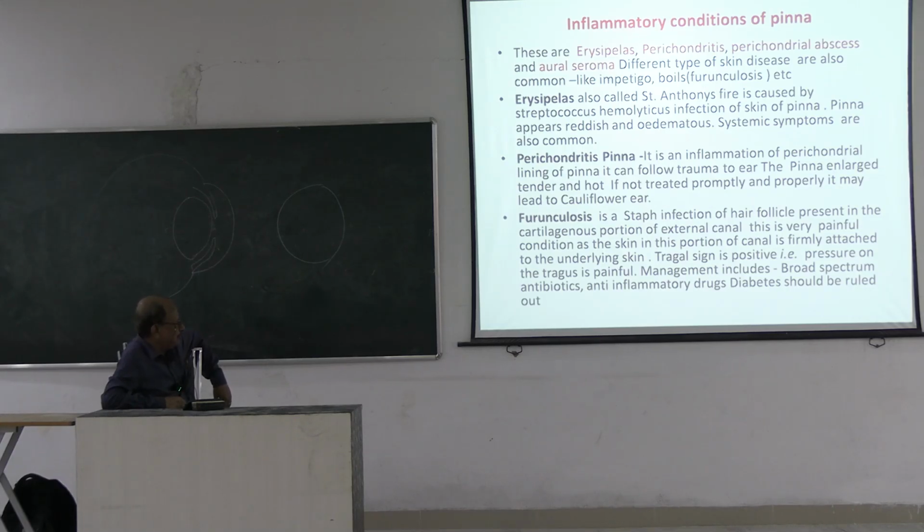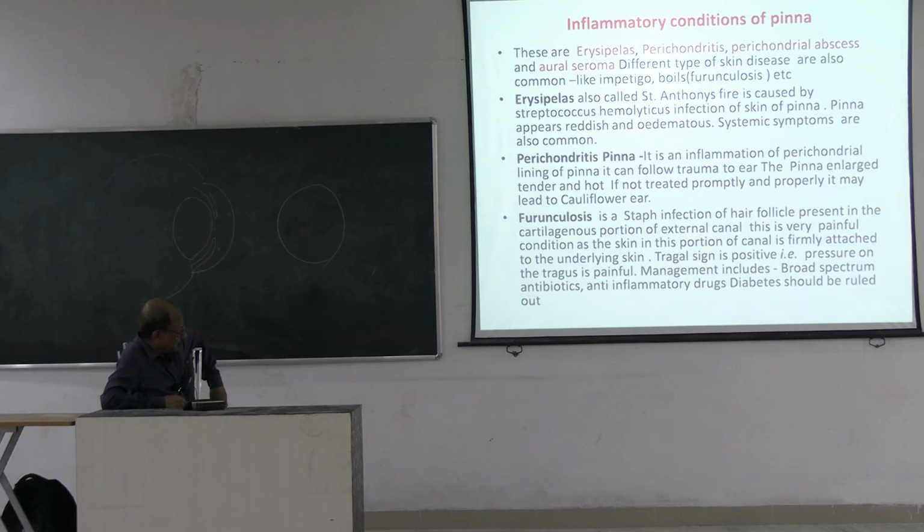If not treated promptly, there may be complications leading to cartilage necrosis, leading to a deformed pinna, that is called cauliflower pinna. It will look like a cauliflower. Cartilage becomes puckered and deformed. Very bad prognosis if perichondrial abscess develops. Very difficult to manage because cartilage is an avascular structure. It does not heal properly, giving rise to deformity. Furunculosis is nothing but boil.